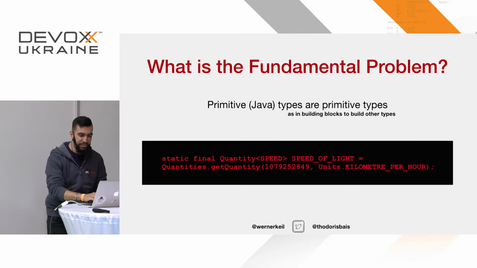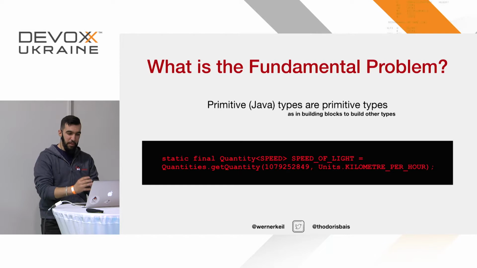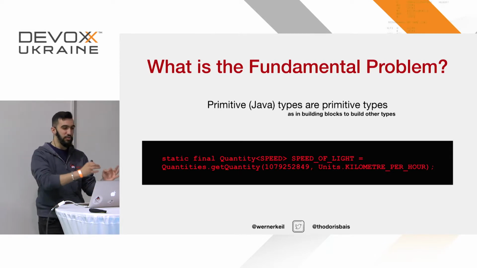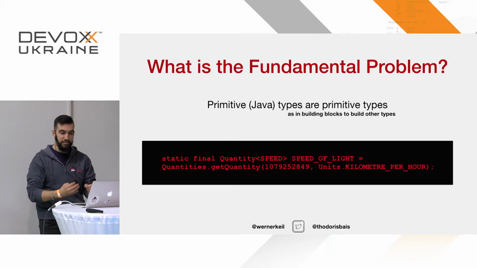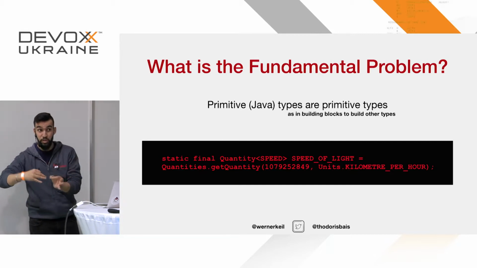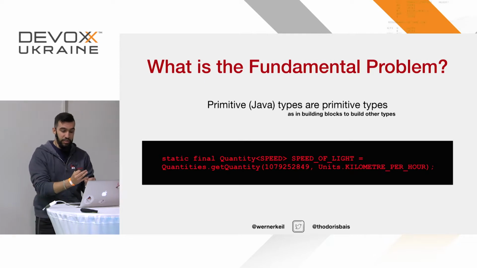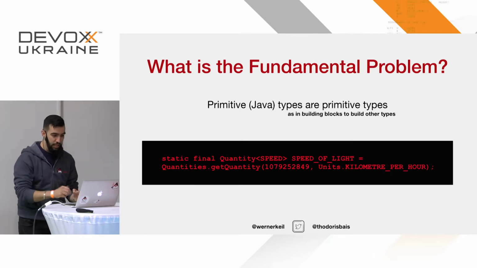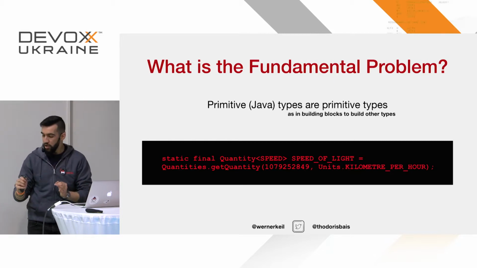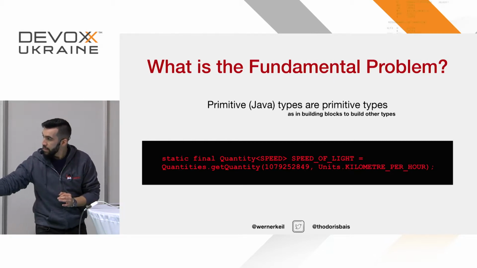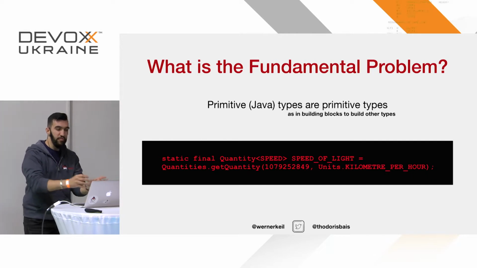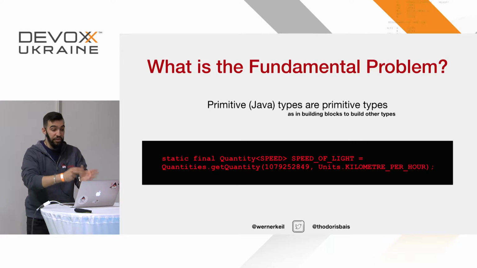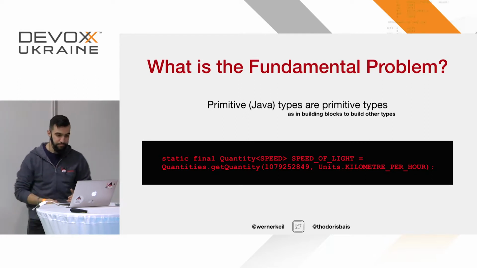So what are we doing here? We're using a built-in property that contains both the value and the unit, right? We do define it as a static final. Still, we are talking about constants, right? So we use the speed of light as a built-in type, as a built-in property. And as you can see, we have both the value and the unit. So we do have the value of the speed of light, 100 whatever, and we do have the kilometers per hour, which is the unit.